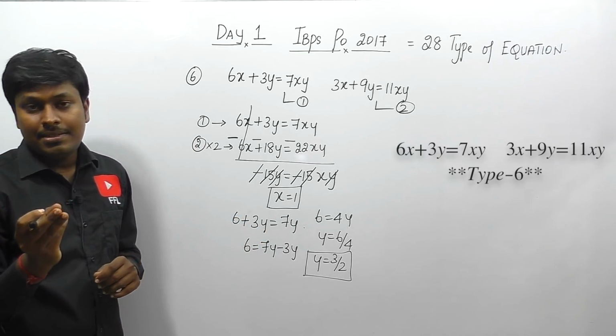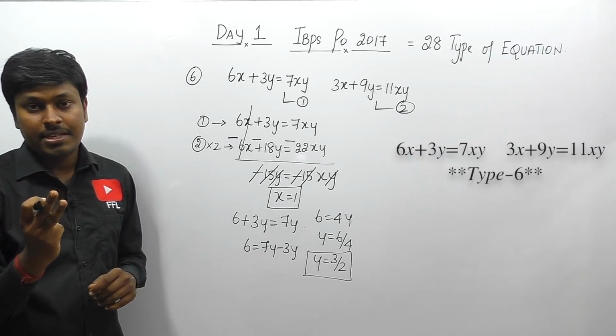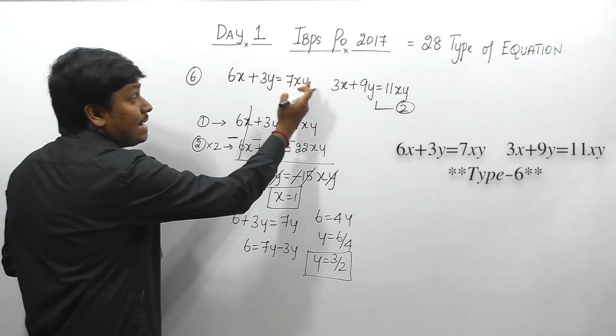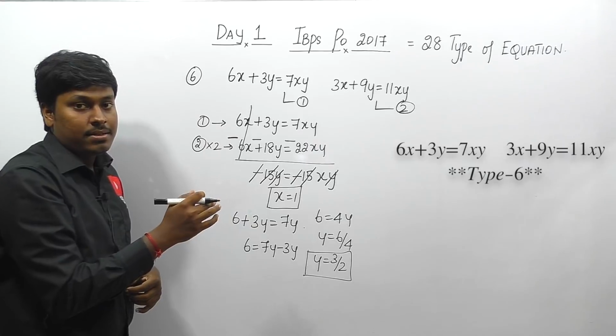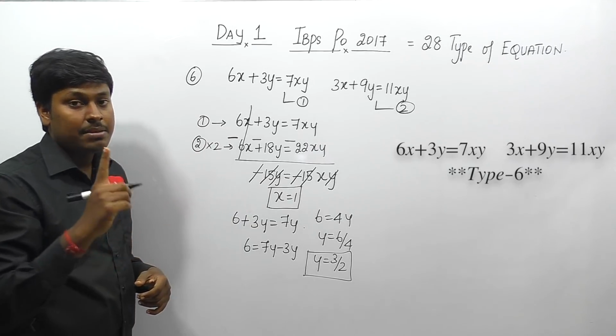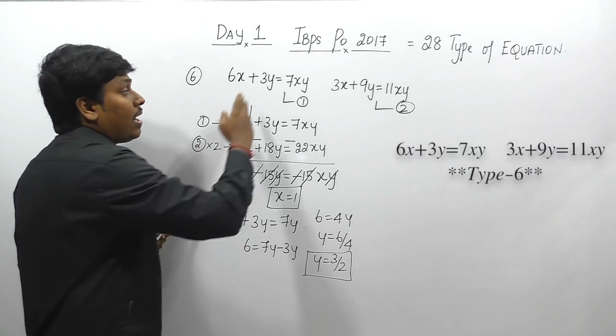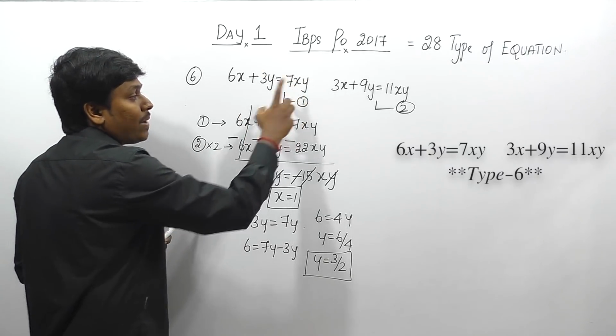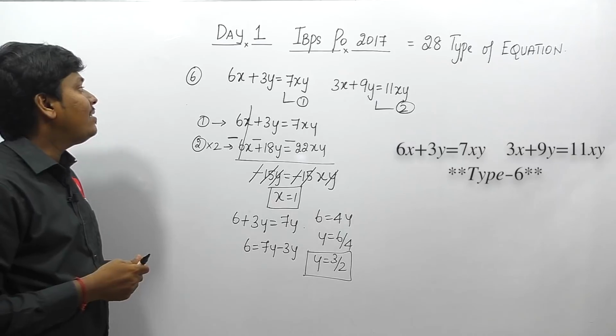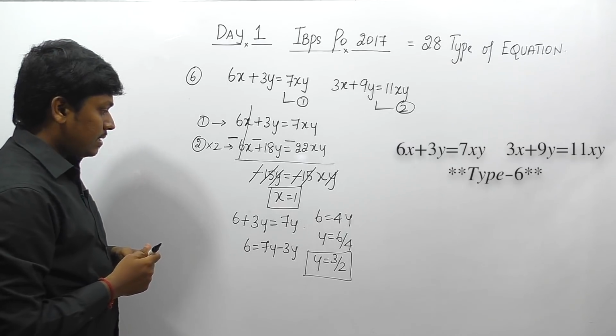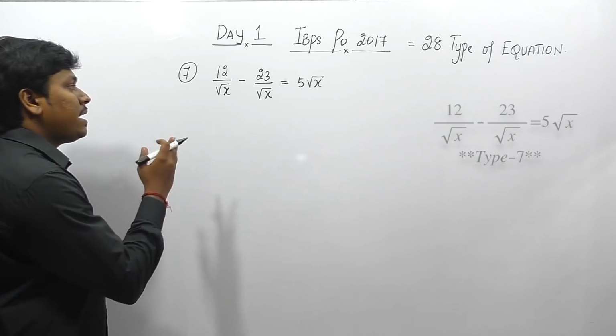So in simultaneous equations, there are two types. That is, the right hand side part will have only a constant, that is taken as type number 1, and type number 2 is where on the right hand side you can see xy, the new term. So finally we solved the type number 6 equation. Type number 7.